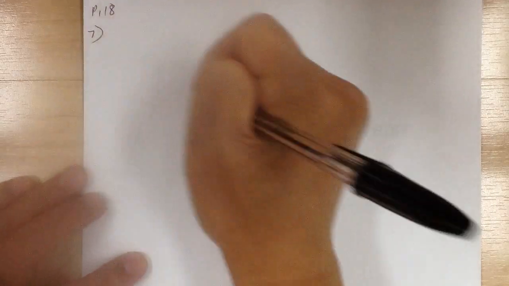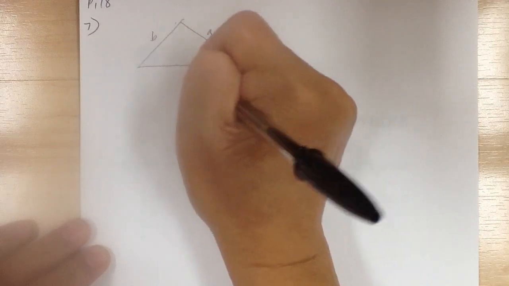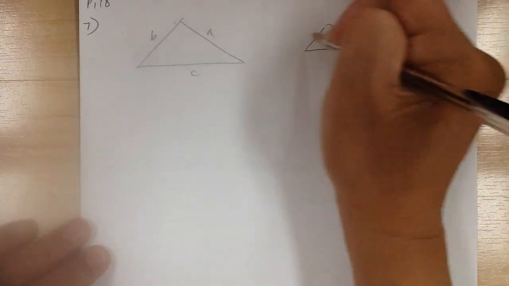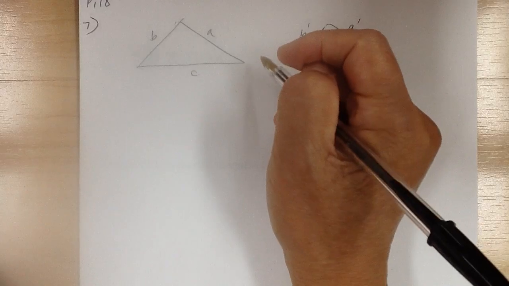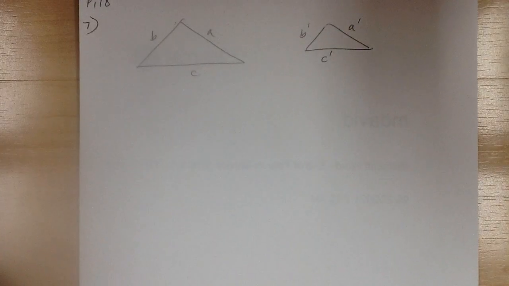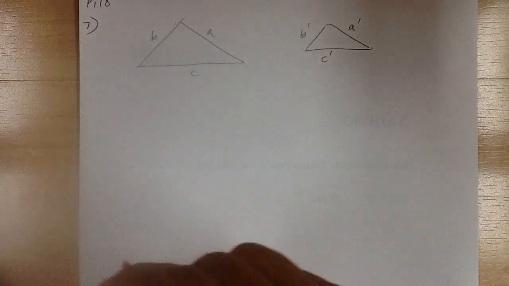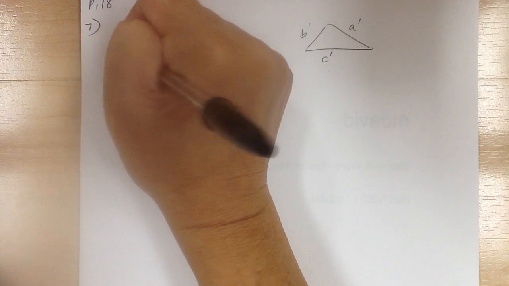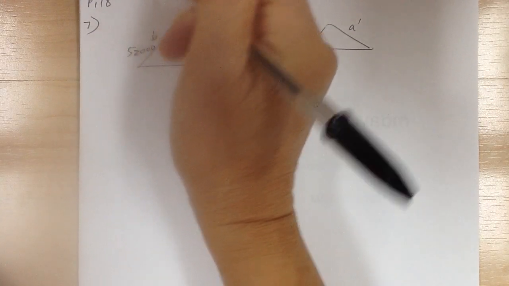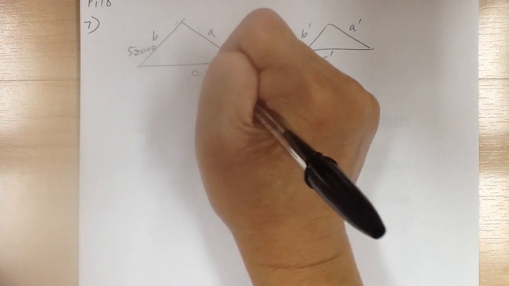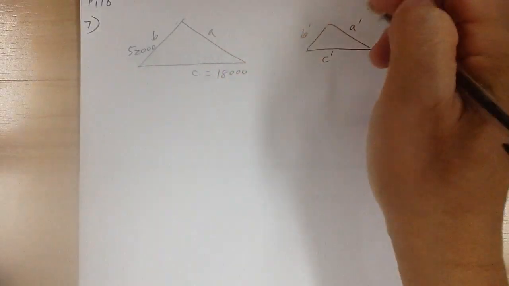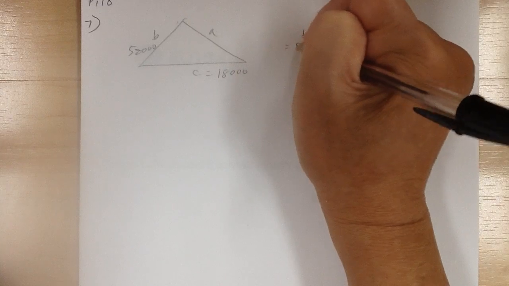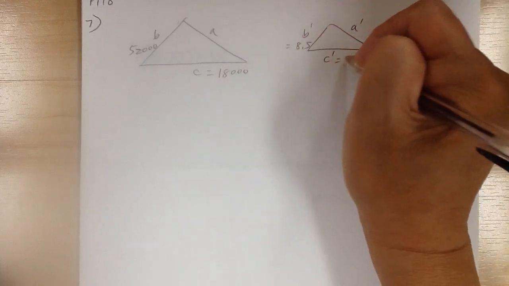Okay, let's go to the next one. Number 7. Same thing. You've got A, B, C and A prime, B prime, C prime. B equals 52,000, C equals 18,000, B prime equals 8.5, and C prime equals question mark.